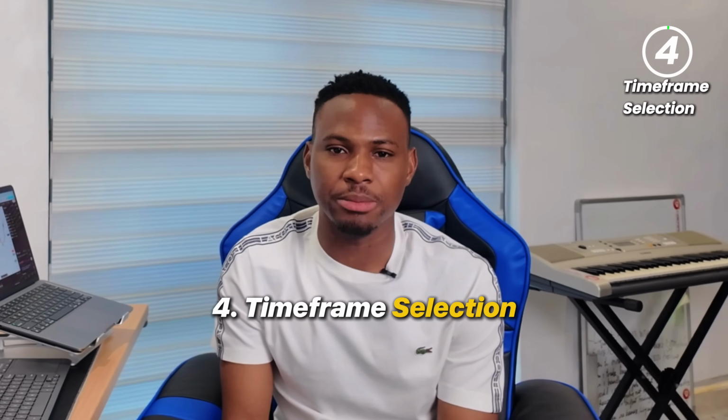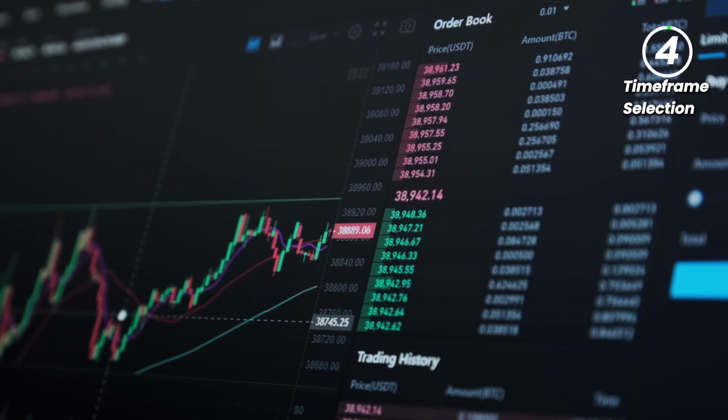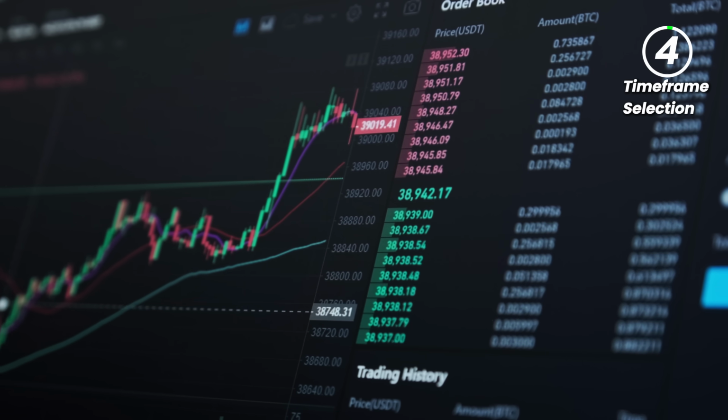This is how simple this system is. No feelings, just structure. If it meets the rule, just execute. If it doesn't, leave it. Simple. Step 4, pick your time frames. You don't need to watch 10 charts at once. Just keep it simple. Here are the common combos that you need to follow.